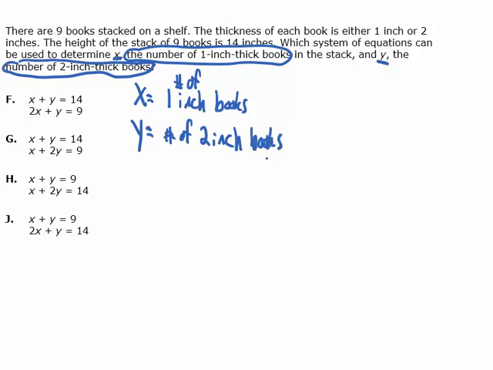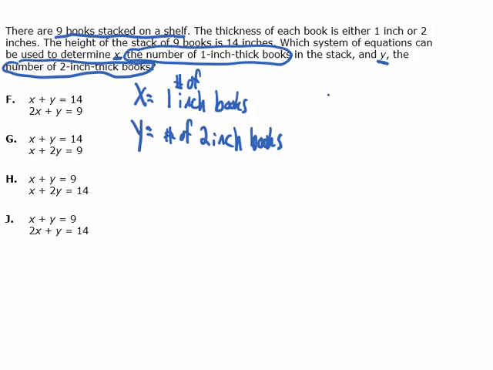Now that we know what x and y are, we know we need to write an equation for x and y together. Let's go back and read the information and see if we can put it together. We know there are 9 books stacked on the shelf. Oh, that's important because we know the total number of books is 9, which means, okay, if x is the number of 1-inch books and y is the number of 2-inch books.